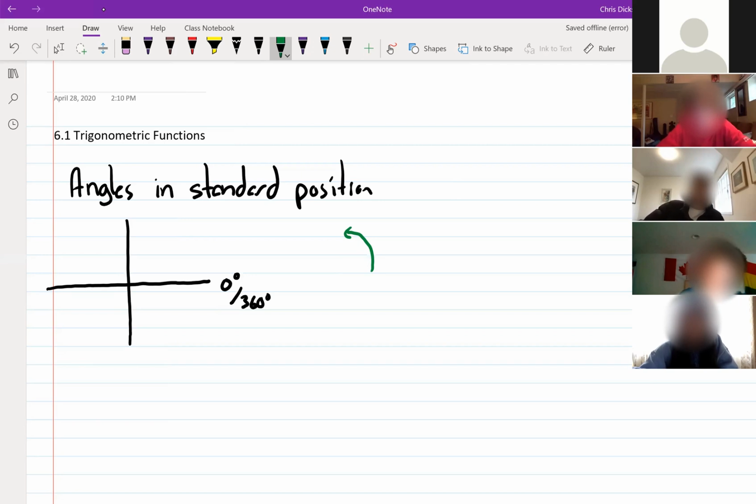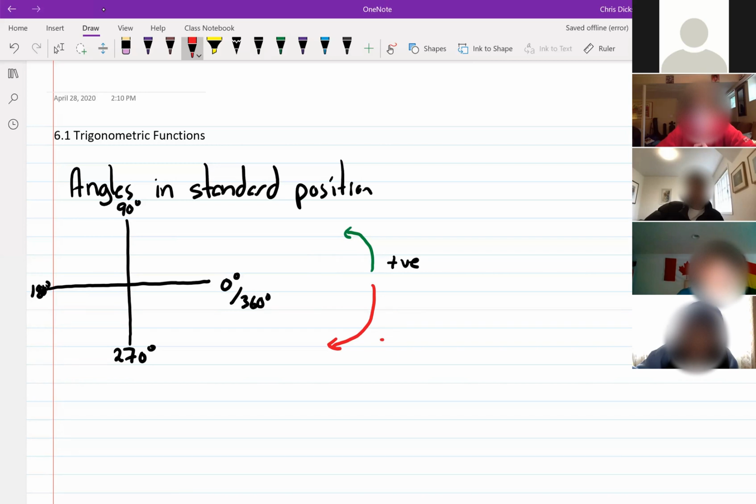And so really at the top of the arc here, this would be 90 degrees here, 180 degrees, and 270 degrees. And so when an angle is plotted this way in standard position, we always start at 0 and we rotate counterclockwise if the angle is positive. So this would be for positive angles. And then we rotate clockwise if it's a negative rotation.